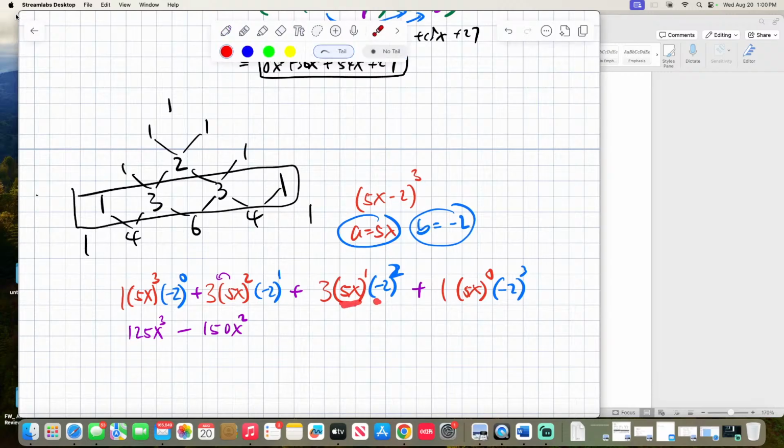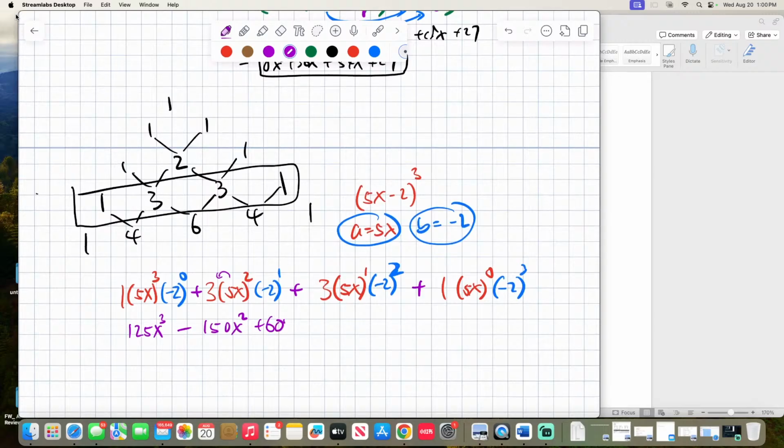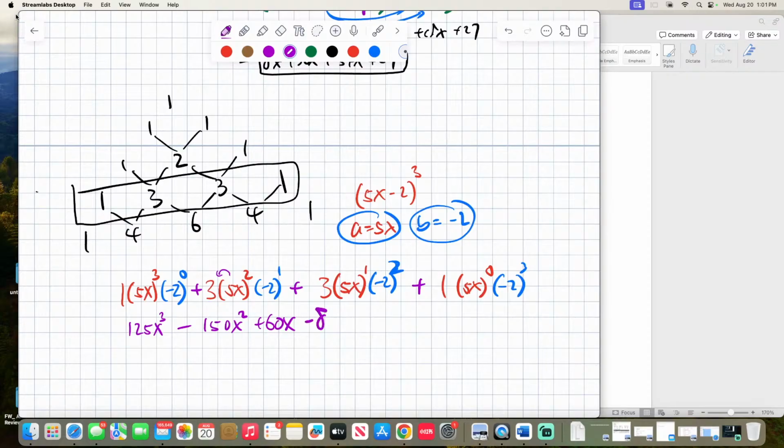Now 5x times -2 squared. What's -2 squared? 4. And 4 times 5x is 20x. 20x times 3 is what? Yeah, 60x. Good. And what's anything to the 0 power? 1. So -2 to the third power is what? -8, right? And that's it. You just expand this.